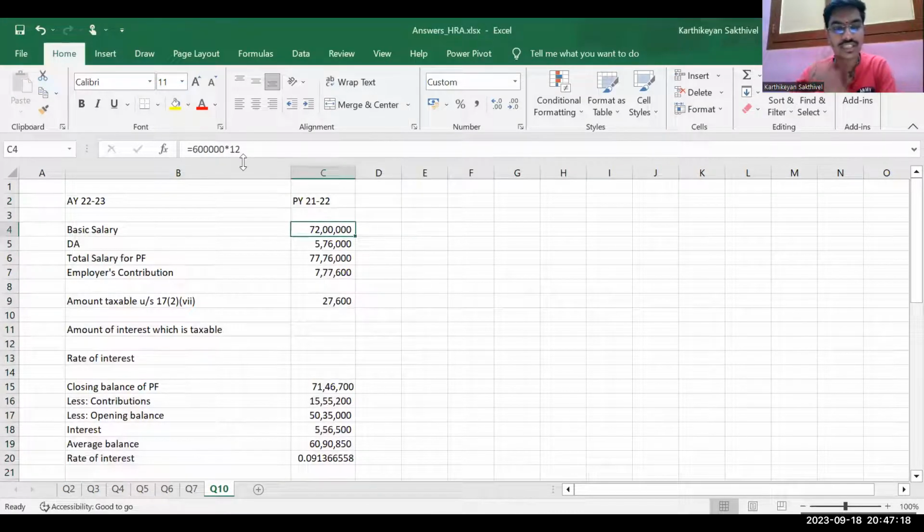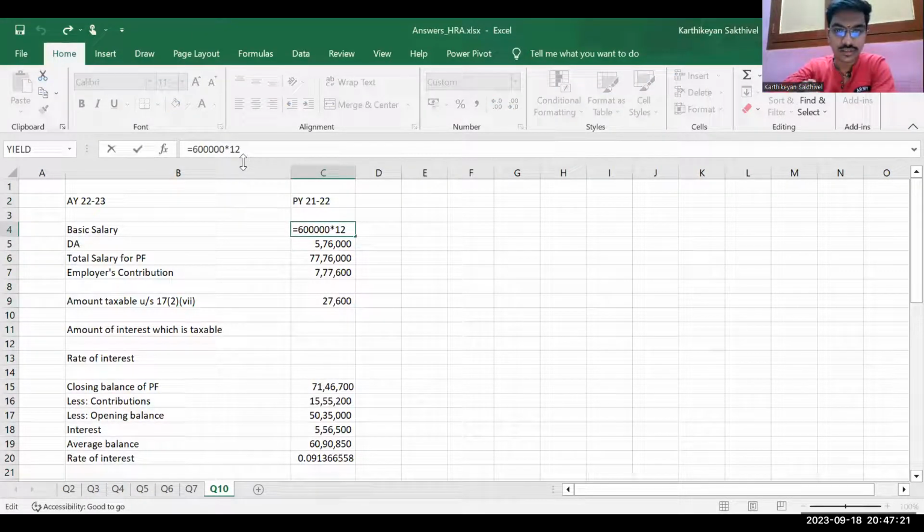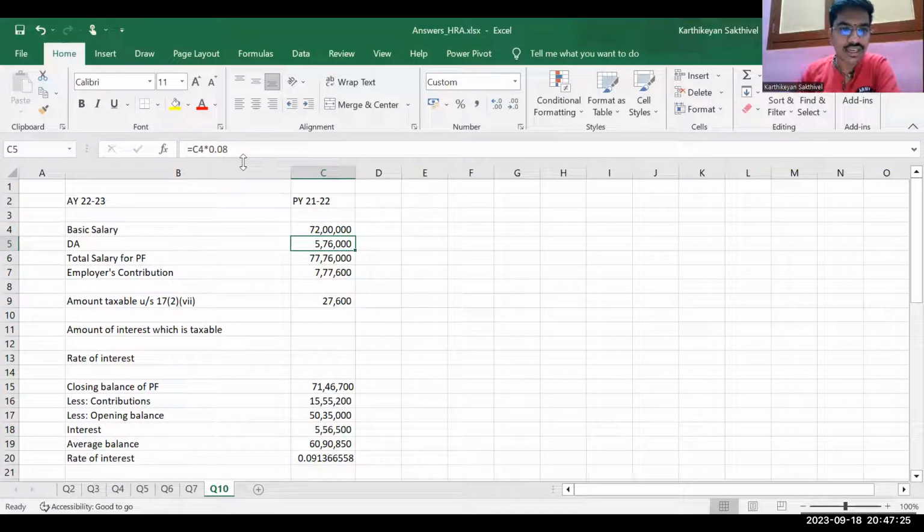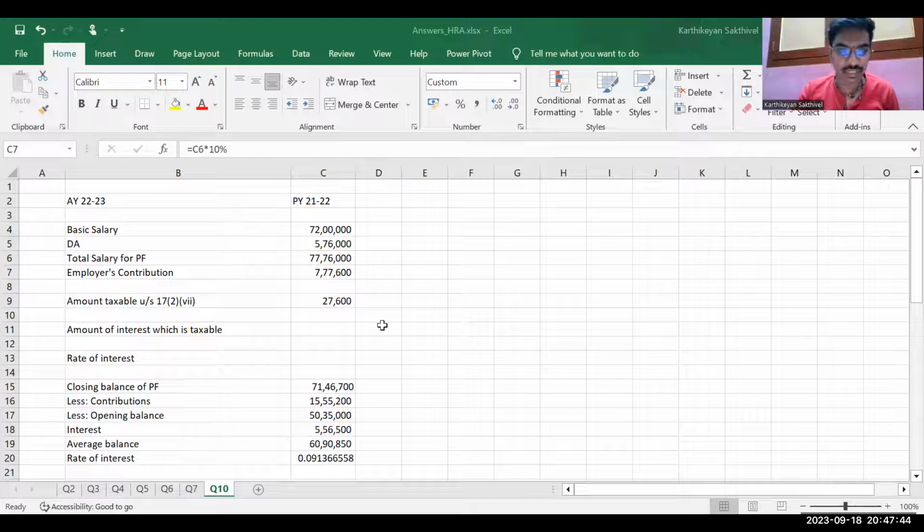So what I did is, first I took 6 lakhs for 12 months, that is for the whole year. Then 8% DA on that. I added both together. Then 10% of that is my contribution. He contributes 10% of his pay and DA. So I took that 10% as it is. That gives my employer's contribution. The same amount is contributed by the employee also.